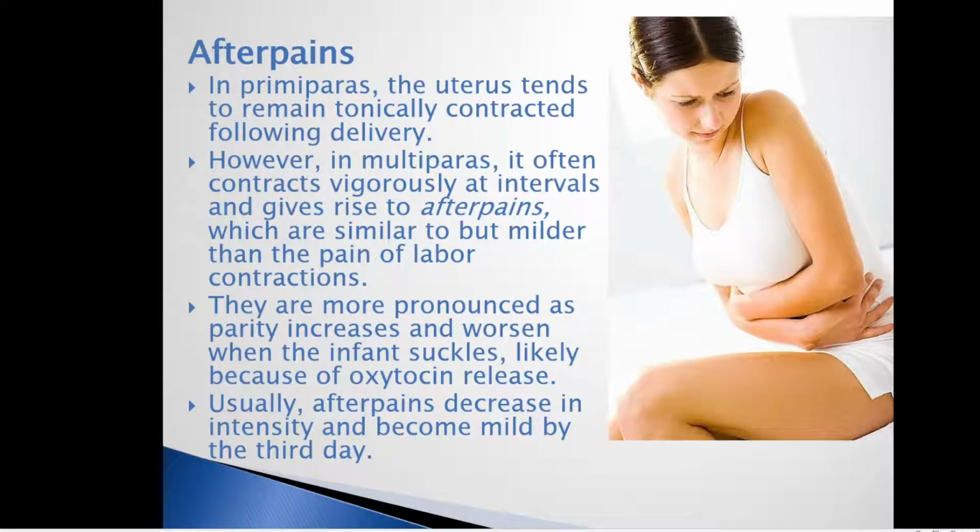After pains. In primiparas, the uterus tends to remain tonically contracted following delivery. However, in multiparas, it is often contracted vigorously and at intervals and gives rise to after pains, which are similar to but milder than the pain of labor contractions. They are more pronounced as parity increases and worsen when the infant suckles, likely because of oxytocin release. Usually after pains decrease in intensity and become mild by the third day.